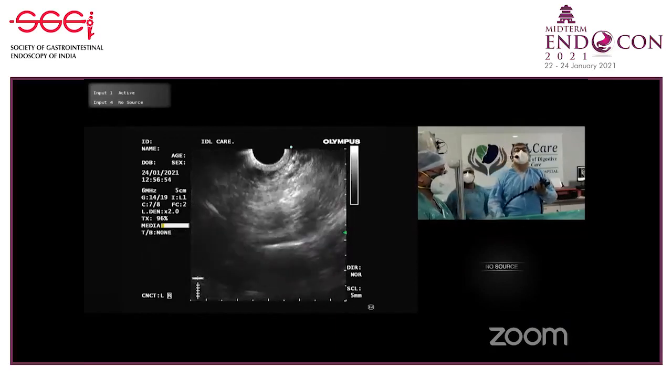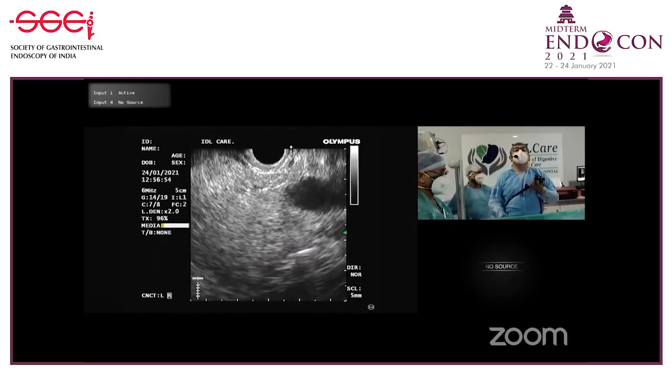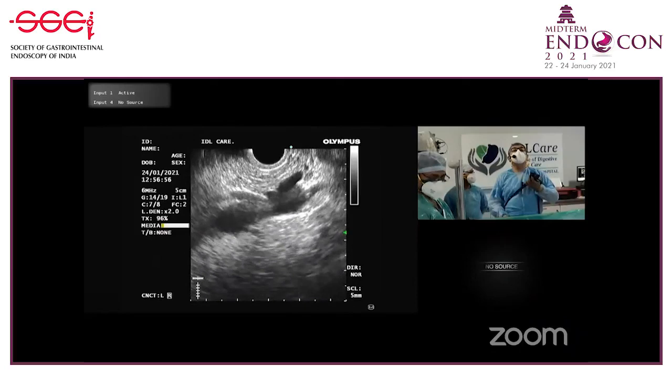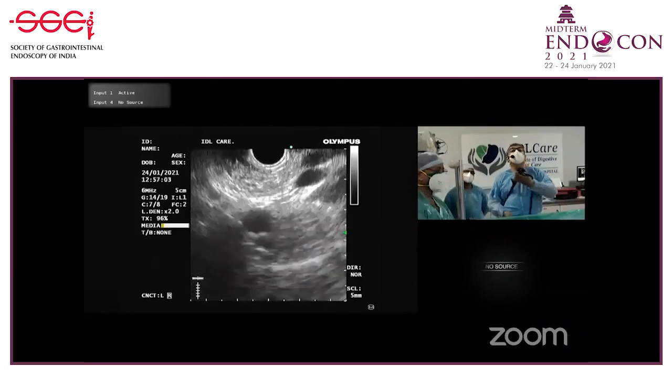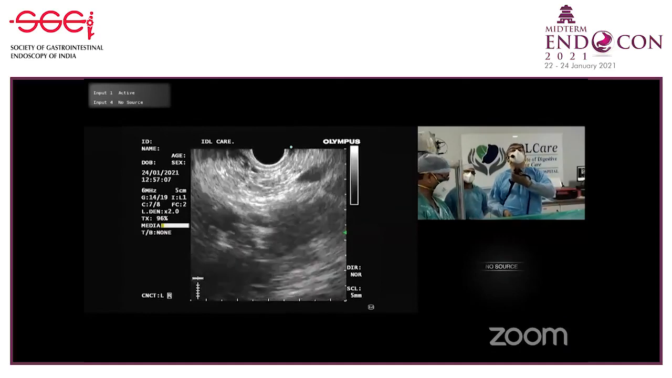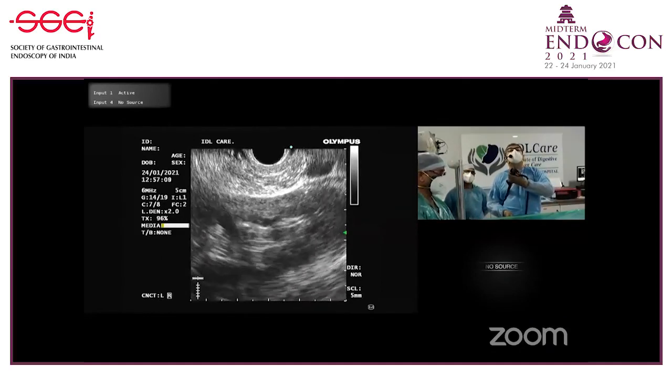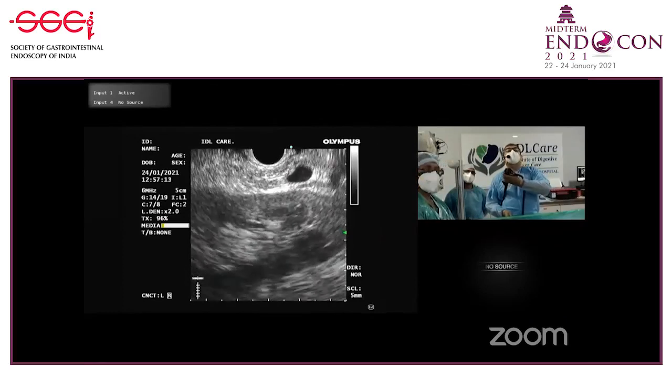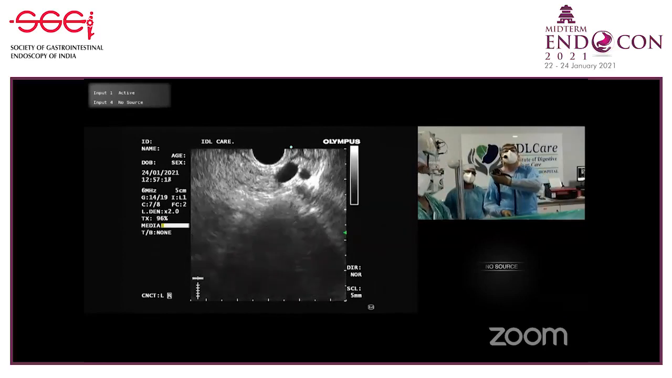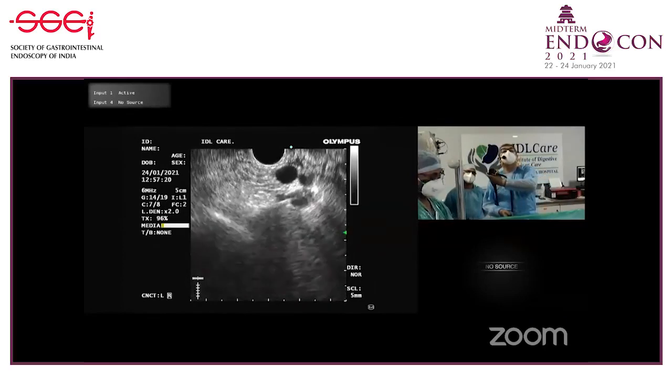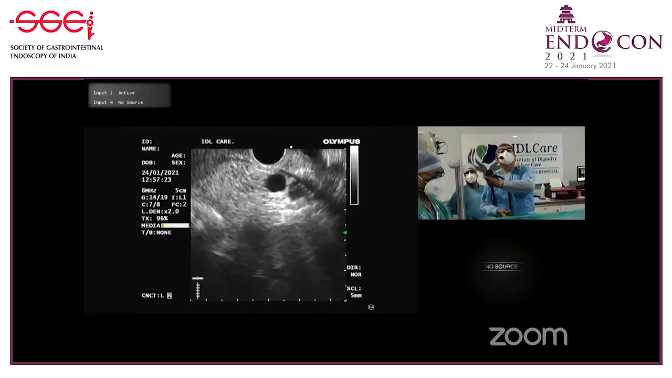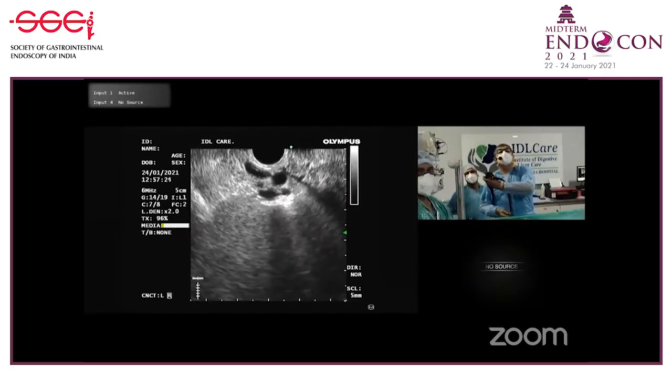Now I start turning posterior because the body and tail of the pancreas are posterior compared to the head. So we are tracing the vessels, looking at the pancreas, gently withdrawing, and you see the left kidney below. See the left kidney? Then again we turn clockwise, more clockwise. Keep tracing the splenic vessels till you get the spleen. See, this is the splenic hilum. Here you see the vessels entering the spleen. So this is the spleen.